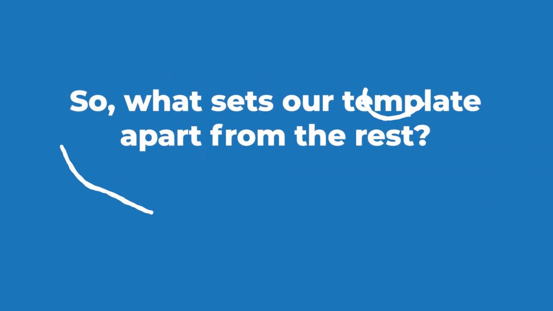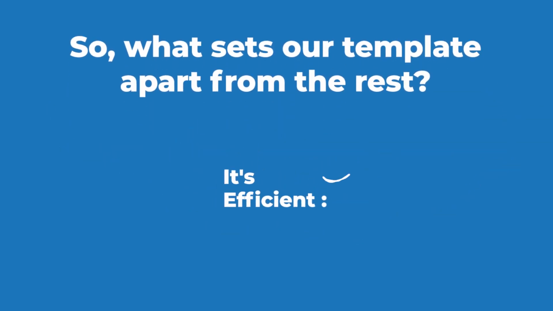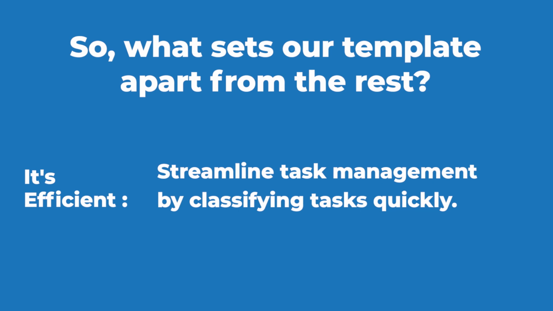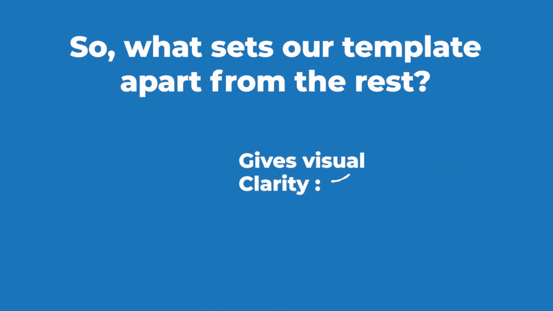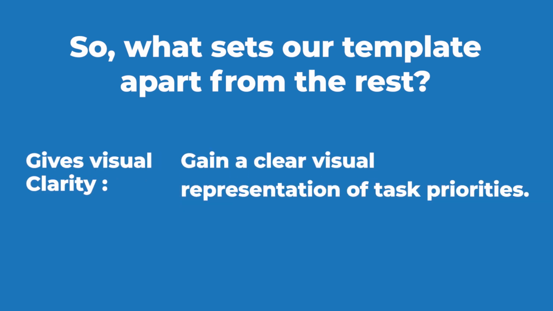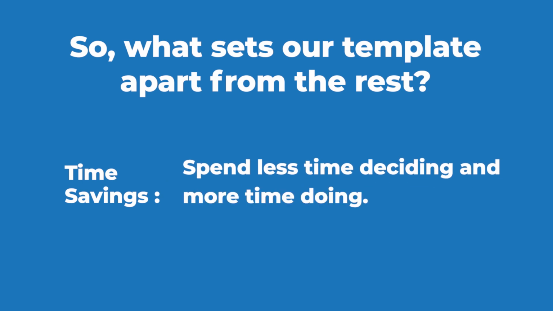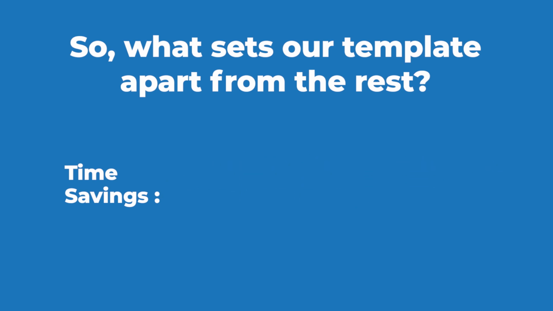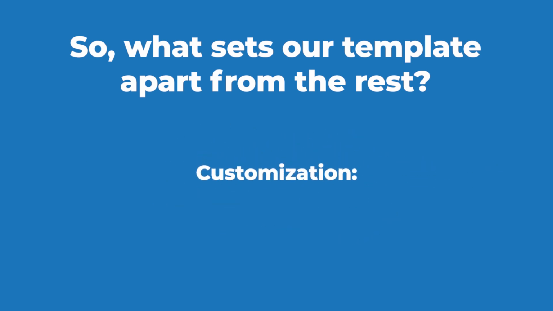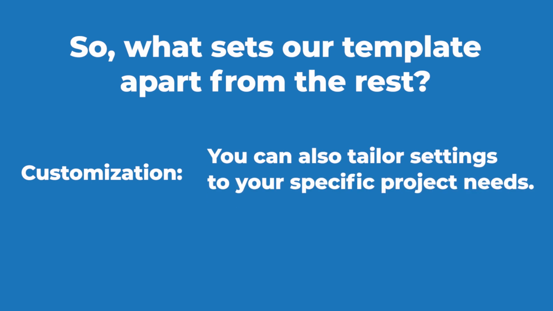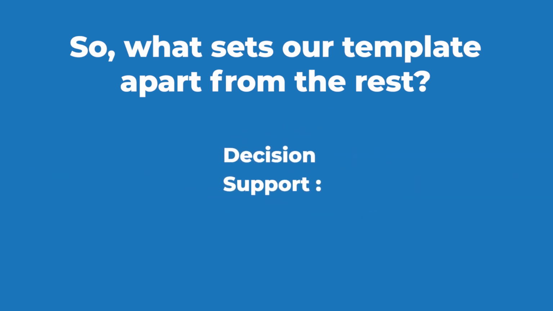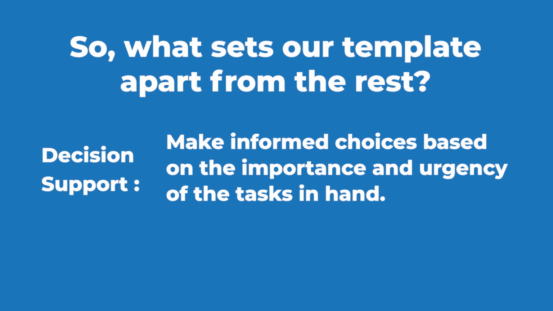So what sets our template apart from the rest? It's efficient. Streamline task management by classifying tasks quickly. It gives you visual clarity. You can gain a clear visual representation of task priorities at a glance. Spend less time deciding and more time doing. You can also tailor settings to your specific project needs. Make informed choices based on the importance and urgency of the tasks in hand.